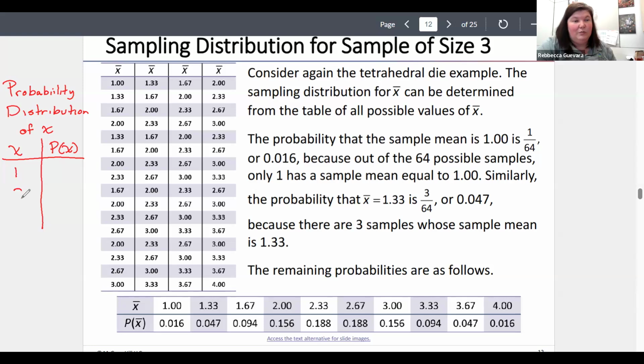So in the dice roll, my x's were either 1, 2, 3, or 4 because we're talking about individual die rolls. The probability of rolling a 1 is 1 out of 4, or 0.25. The probability of rolling a 2 is 0.25. The 3 is also 0.25 and 4 is 0.25. This is a uniform distribution.